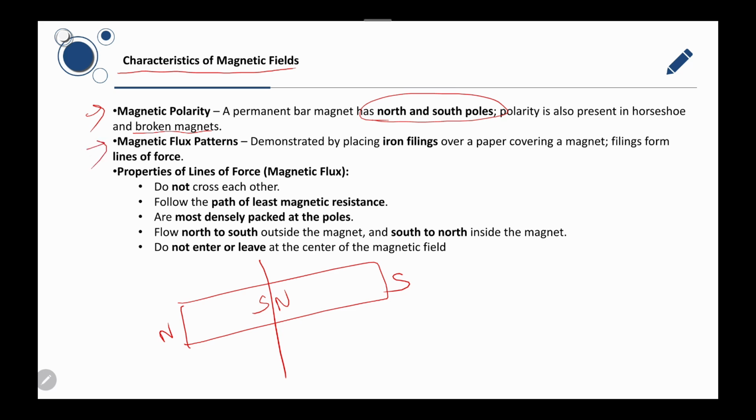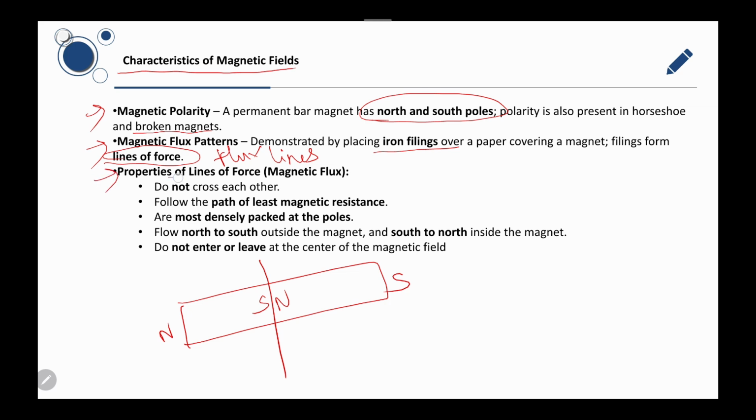Next one is magnetic flux patterns. The magnetic field around a magnet can be shown by placing iron filings on paper over the magnet. The filings arrange themselves into curved lines. These are called lines of force or magnetic flux lines. These are flux lines or lines of force.